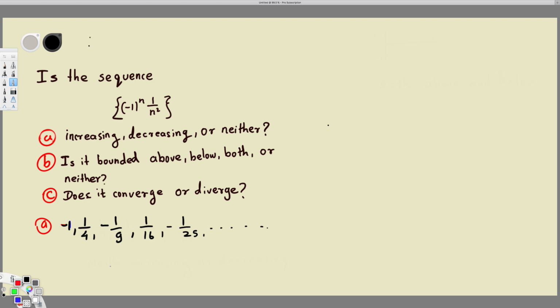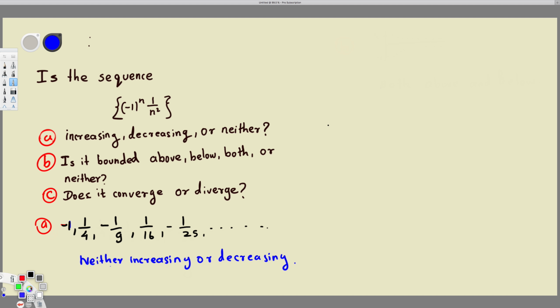So from this one we can determine whether it is increasing or decreasing, because if you look at this, we have a negative value, then a positive value, then again a negative value. So it means it's increasing, decreasing, then again increasing, decreasing. So it's neither increasing nor decreasing. So that's going to be the answer for the first one.